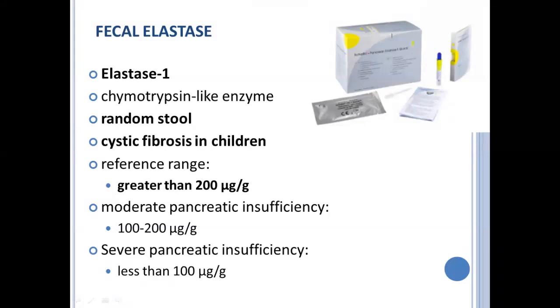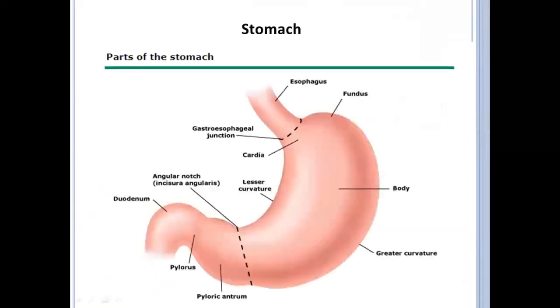Pero pag greater than 200 microgram per gram is a normal value. Yan ang normal. Pagka may moderate pancreatic insufficiency ka, 100 to 200. Pag severe pancreatic insufficiency, less than 100. So, hindi ibig sabihin, hindi siya nakakalabas, hindi siya nakakapunta doon sa intestine at papunta doon sa stool. So, ganyan lang yan. Fecal elastase. So, cut ko muna to para hindi masyadong dami.